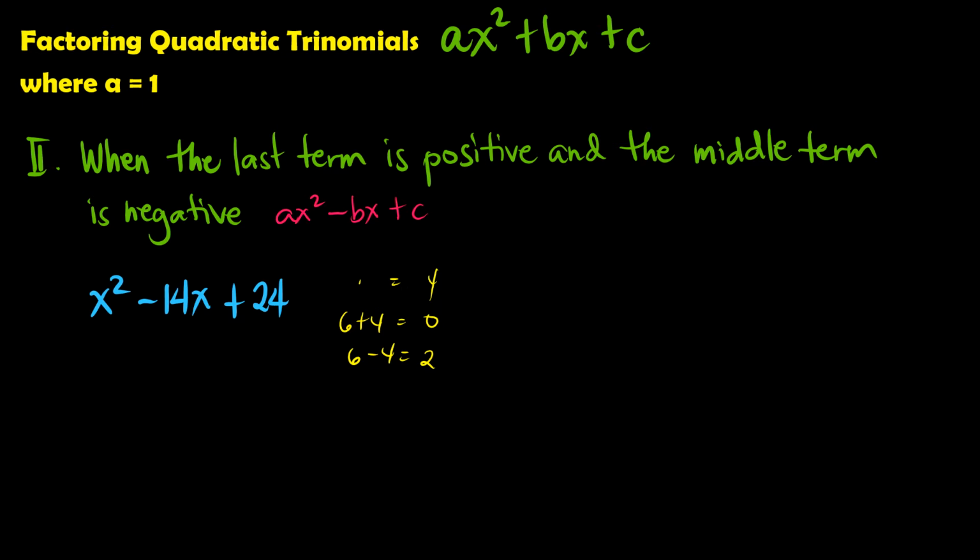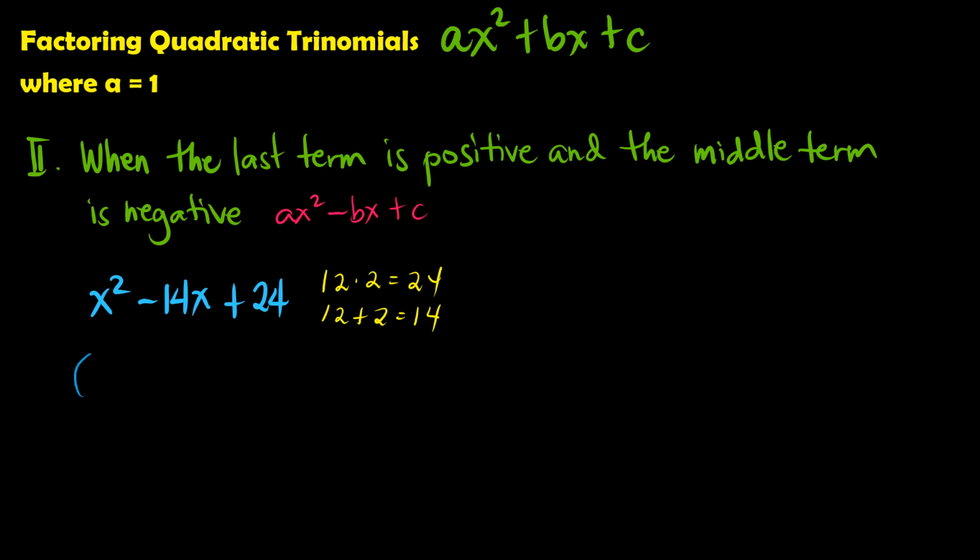What other factors could be used aside from 6 and 4? So, we can think of another pair of numbers. So, 24 could be 12 times 2 because 12 times 2 is 24. And if you observe, 12 plus 2 will give us 14. So, that means we can use 12 and 2. Okay, so let's write the factor.